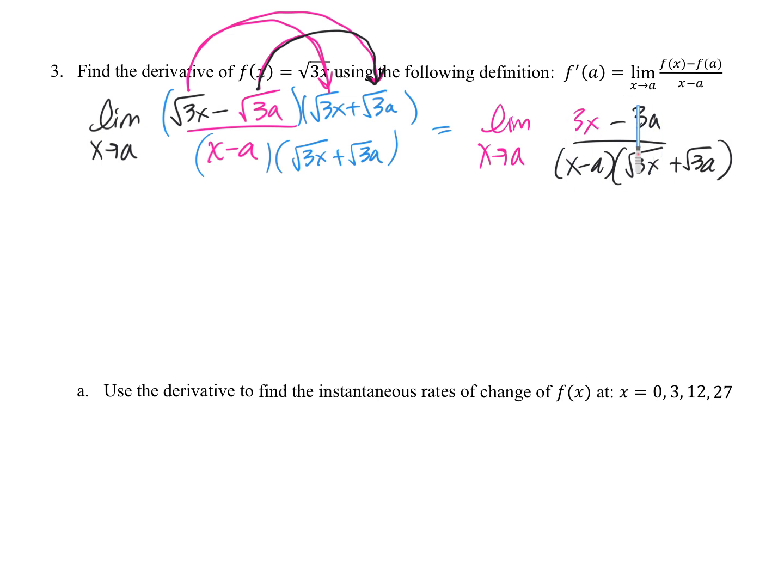Could I factor anything out of the top? Yeah. Take a 3 out. And we're left with x minus a on top. And that is helpful because I see an x minus a on the bottom. They're going to cancel.